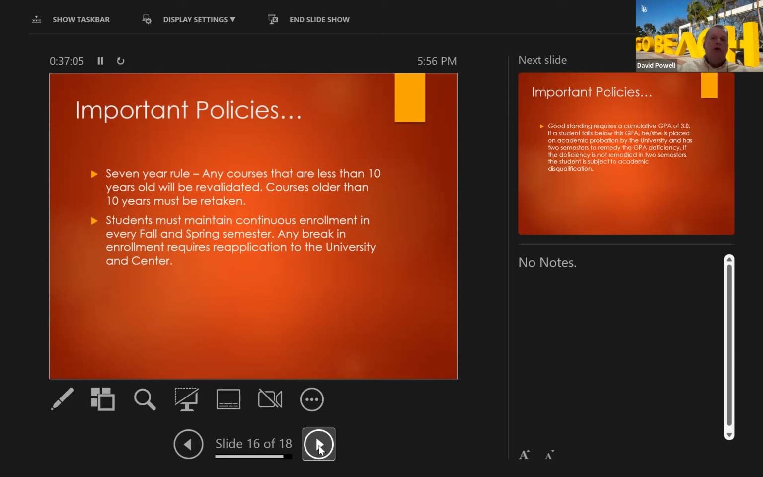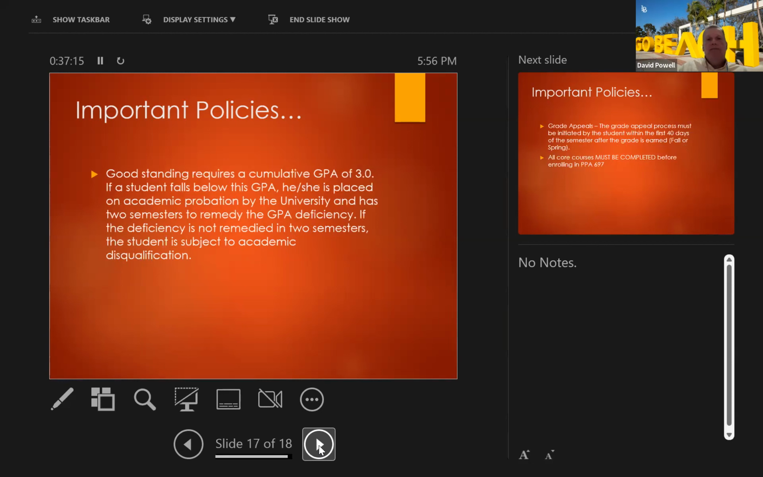They will then require you to reapply to the university and reapply to the program. So it's very important to maintain that continuous enrollment or complete an education leave form. It's also very important that you maintain good academic standing. Good academic standing is considered a cumulative GPA of at least 3.0.